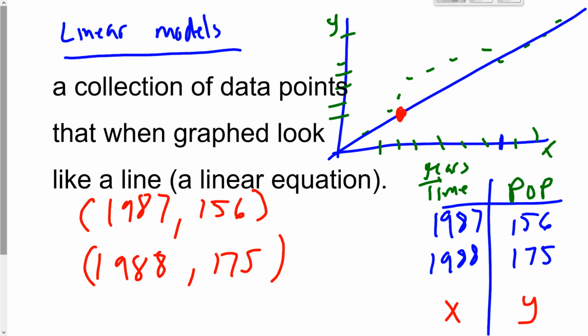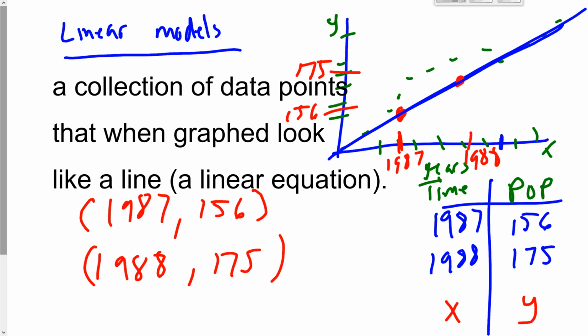Okay, 1 point here and 1 point here. Right, this is 1987 and this is 1988, and here is 156 and here is 175 million, right? And they represent some kind of line.